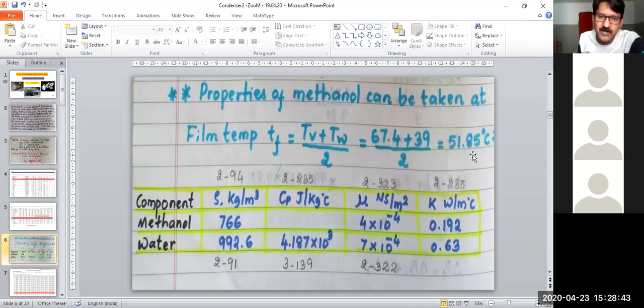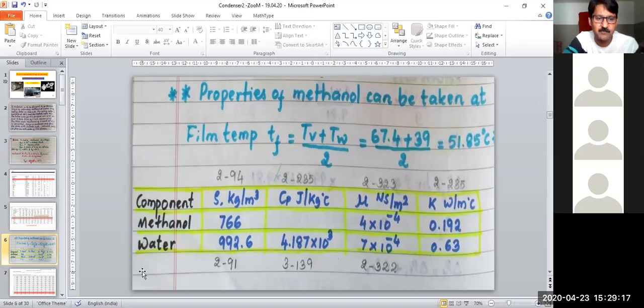So whichever is convenient, you can do it. Okay, no problem. Suppose you want to take the properties at 67.4, that is also right. Or the properties at 67.4 plus 39 divided by 2. So what is 39? 39 is the average temperature of water. That will be 51.85 degrees centigrade. So please all of you write the note. You can take the property.